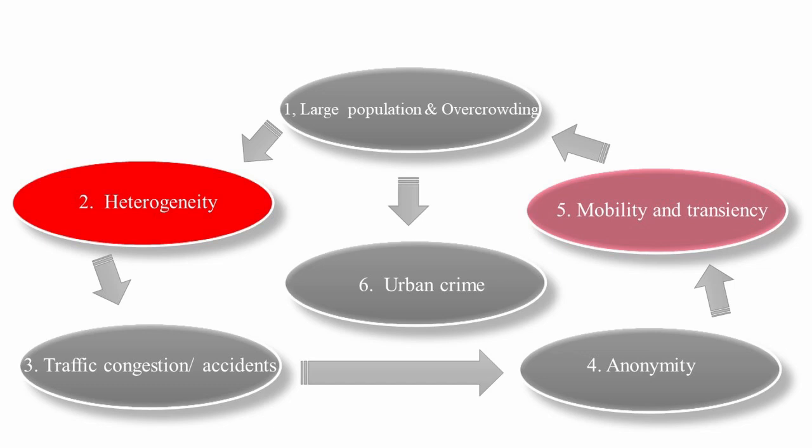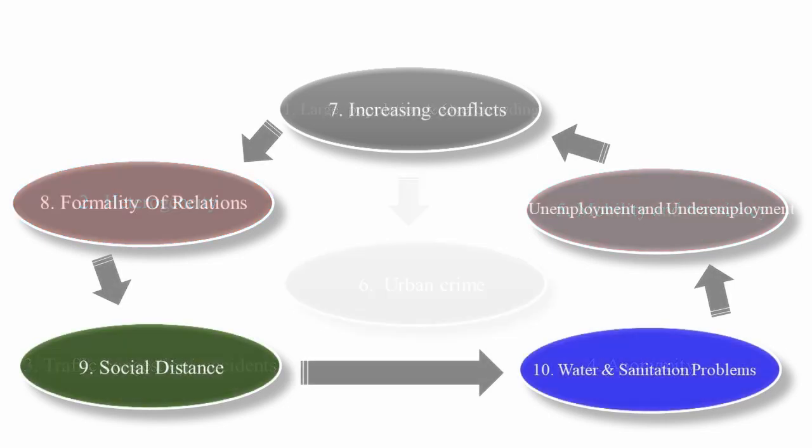Number 4, anonymity. Of course, because of the large population size of the urban areas, life there is anonymous. People hardly know their neighbors. Number 5, mobility and transiency. Yes, people are constantly on the move. Lastly, we have unemployment and underemployment in the urban areas, because as more and more people throng the city centers for greener pastures, what we discover is that jobs are not enough for the population.